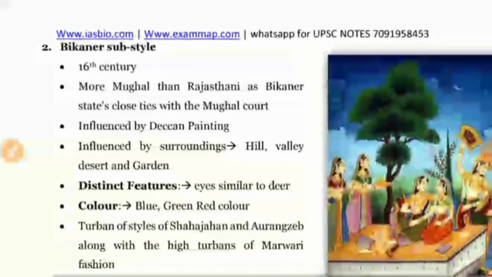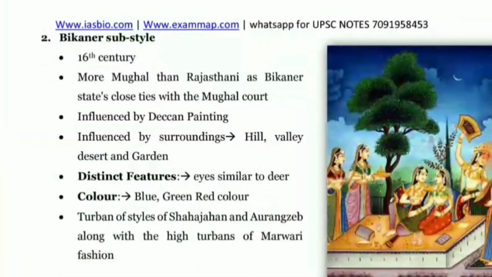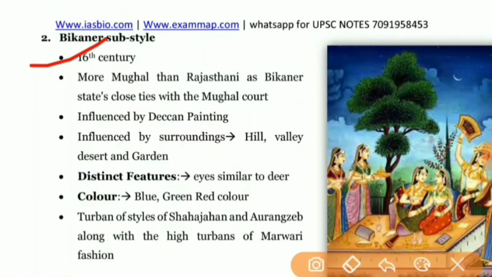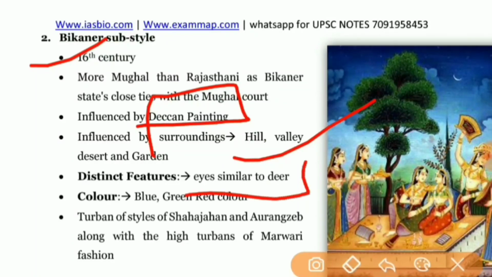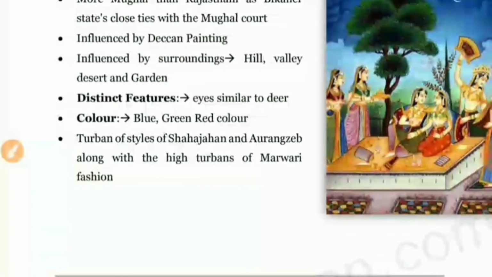The second sub-style of the Marwar style is Bikaner. It was present in the 16th century and is more Mughal than Rajasthani, as Bikaner had close ties with the Mughal court. It was influenced by Deccan paintings and also by the surroundings like hills, valleys, deserts and gardens, and a feature is eyes similar to a deer's.